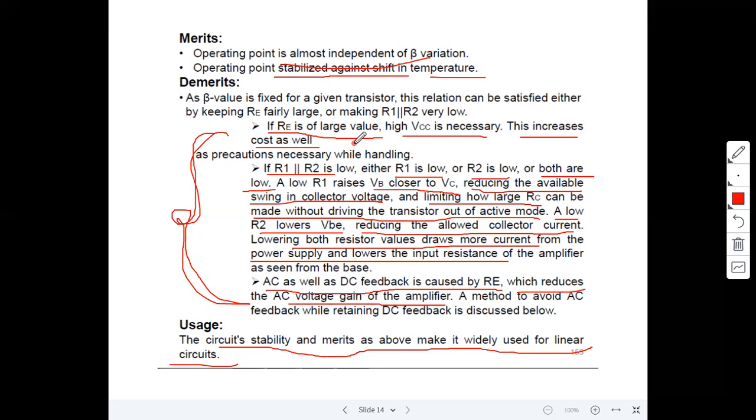With this, we complete the bias techniques, a total of 5 bias techniques.